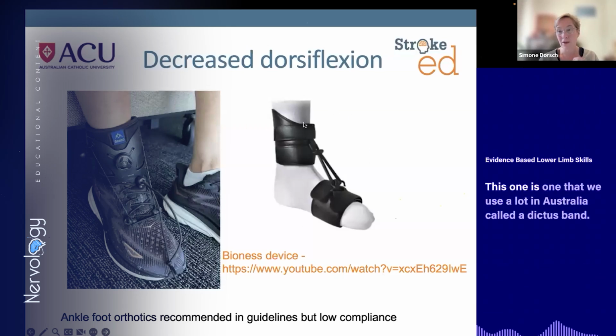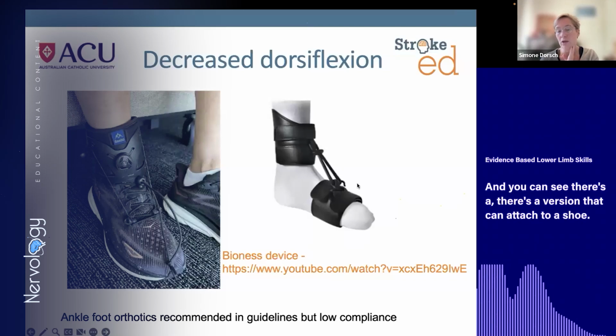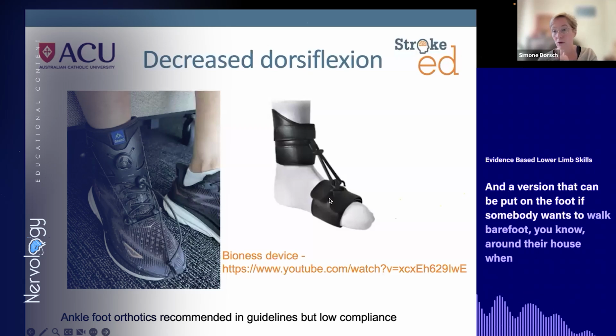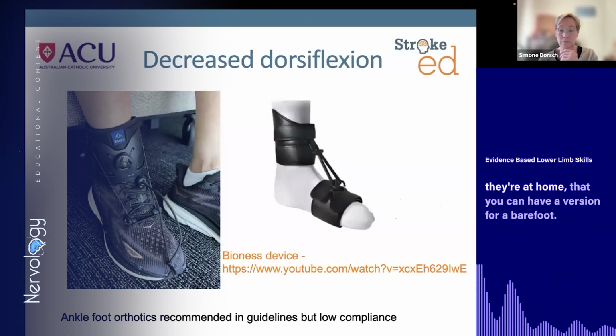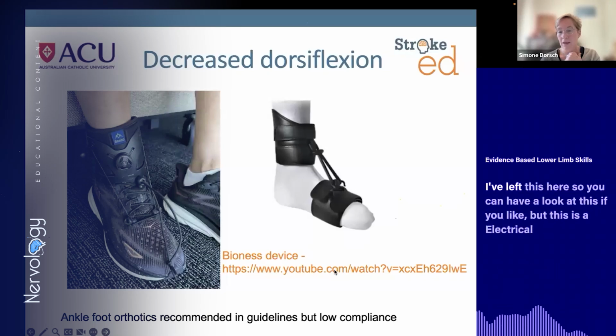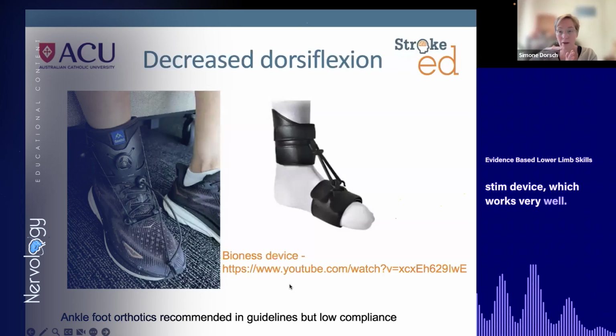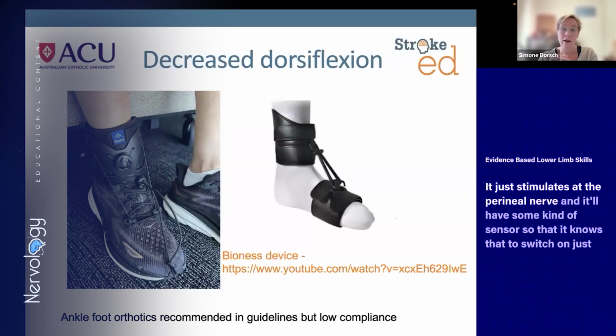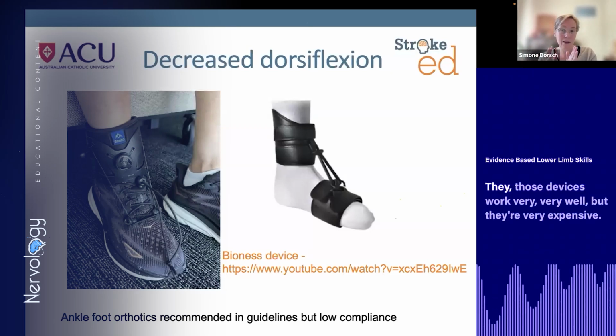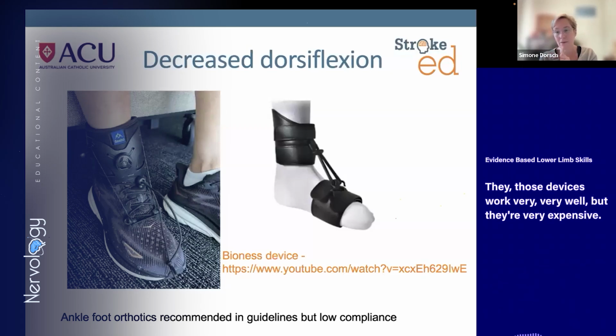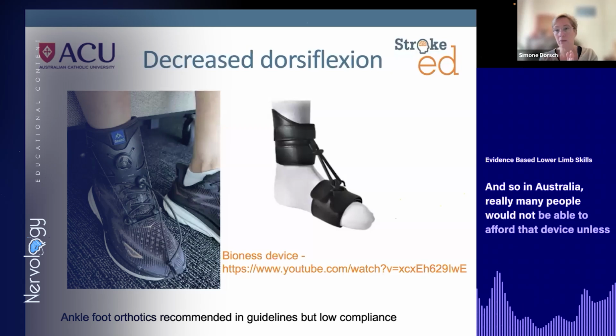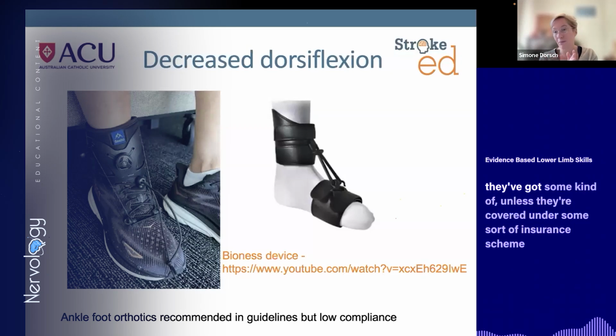dorsiflexion. This one is one that we use a lot in Australia called a Dictus band. And you can see there's a version that can attach to a shoe and a version that can be put on the foot if somebody wants to walk barefoot around their house when they're at home. I've left this here so you can have a look at this if you like, but this is an electrical stim device which works very well. It just stimulates the peroneal nerve, and it'll have some kind of sensor so that it knows to switch on just in the swing phase. Those devices work very, very well, but they're very expensive. And so in Australia, many people would not be able to afford that device unless they're covered under some sort of insurance scheme or something.